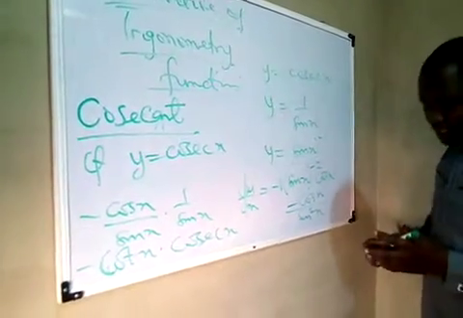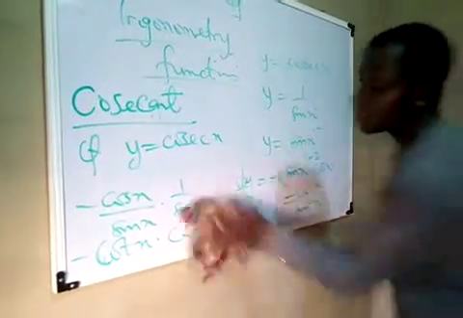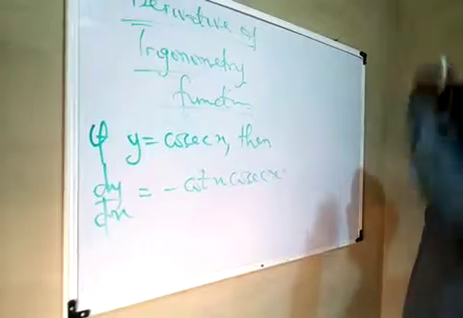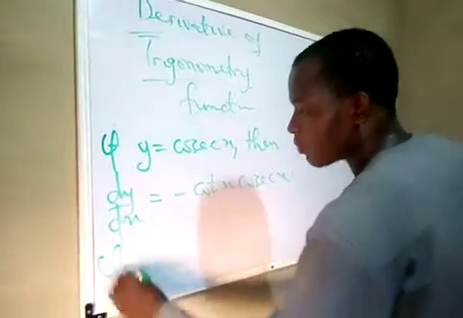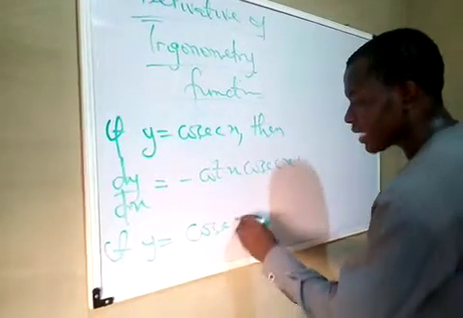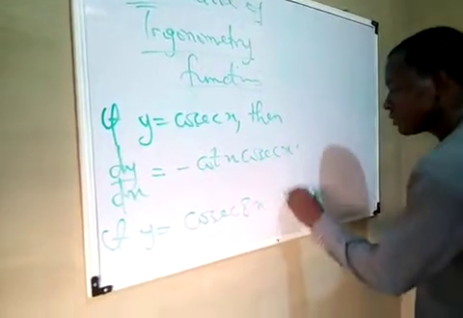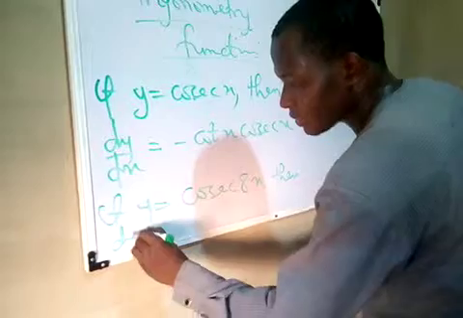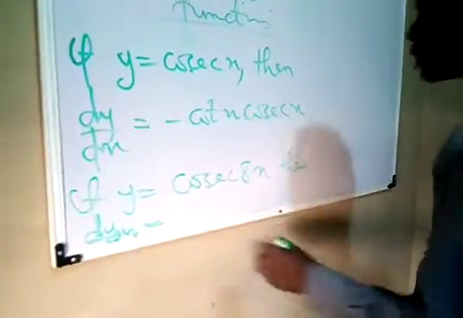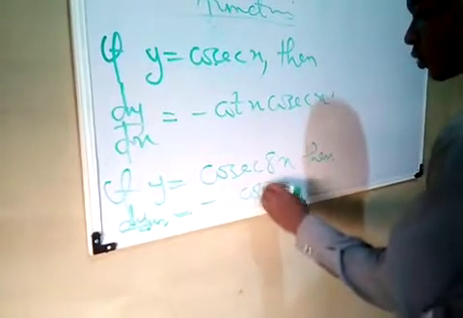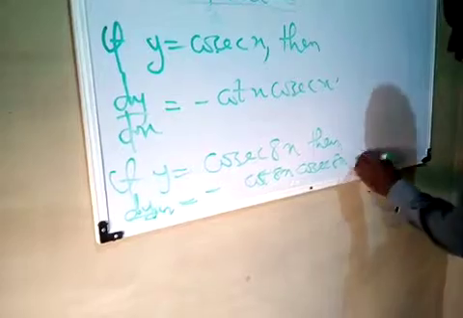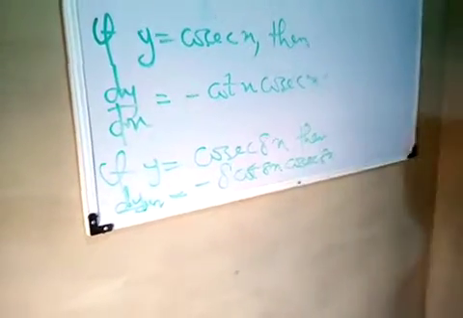So if I differentiate that, that will give us minus cot x cosec x. Then dy/dx equals minus cot x cosec x. So if y equals cosec 8x, then dy/dx will be equal to minus cot 8x cosec 8x. Now differentiate 8x, you have 8. That is what you are going to have.